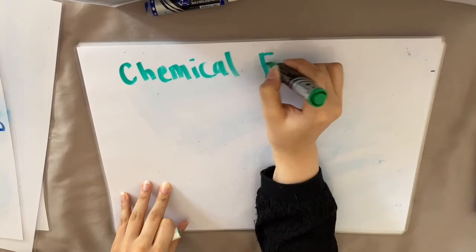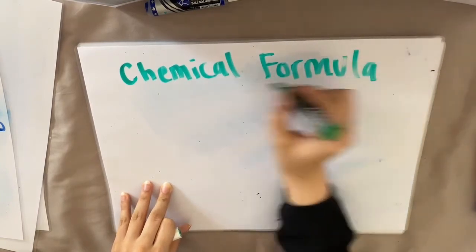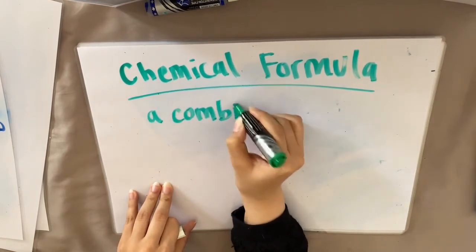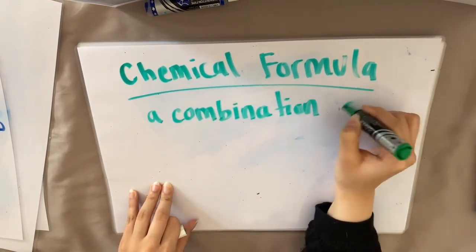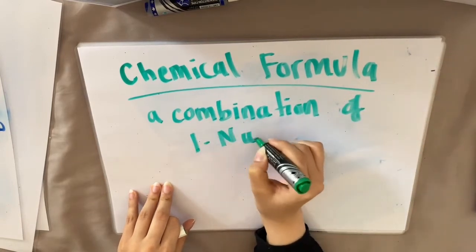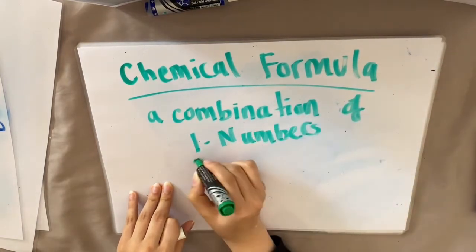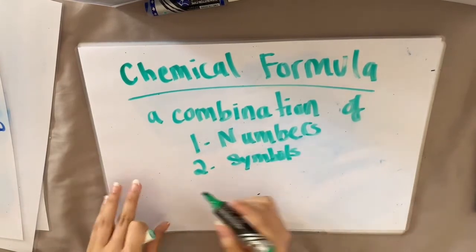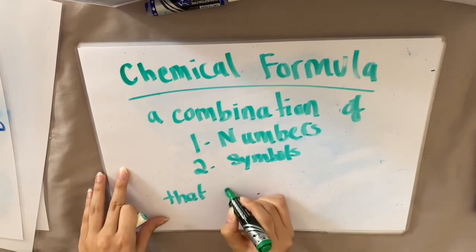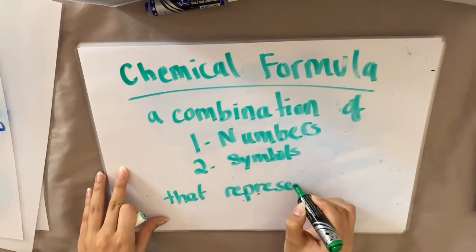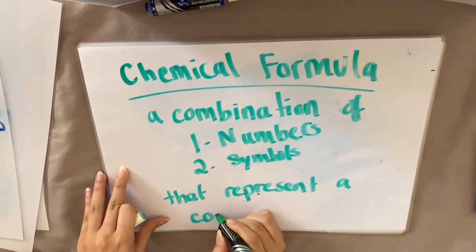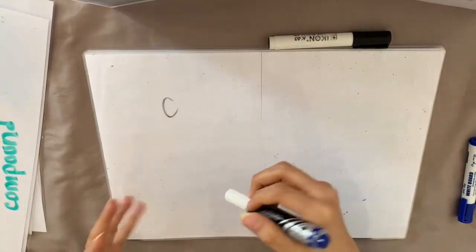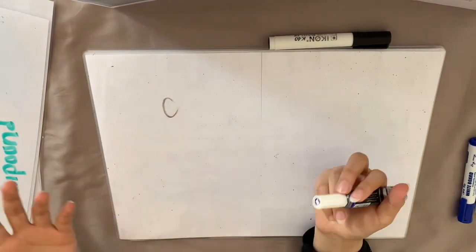Chemical formula. A chemical formula is a combination of what? Two things: numbers and symbols that represent a compound. We always find chemical formulas. Okay, so let's take an example of a chemical formula for compounds.